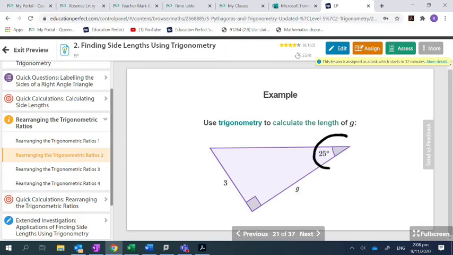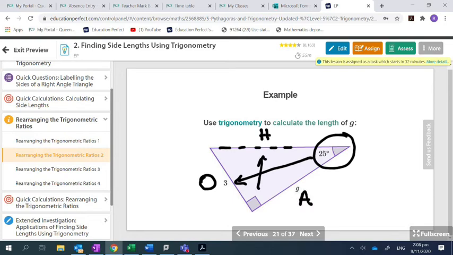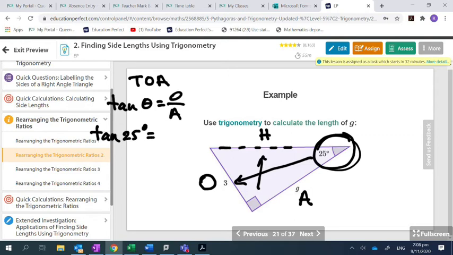All right. So here's my angle. And straight across from it is something called the what? Opposite. Now this side over here is across from the right angle, so that's the hypotenuse, which makes G the adjacent. So which one uses OA? TOA, which is the tangent of the angle equals the opposite over the adjacent. 3 over G. So the tangent of what angle? 25 degrees. The opposite is 3, and the adjacent is G.